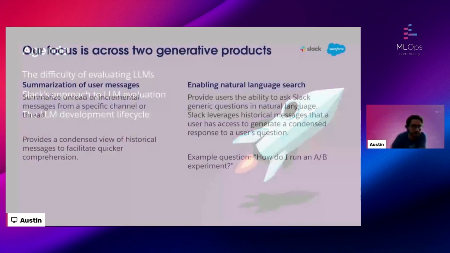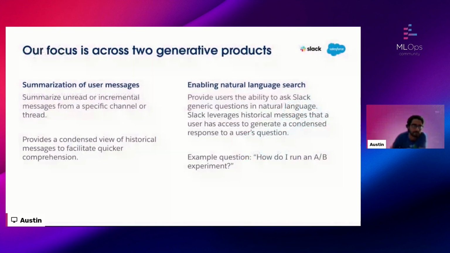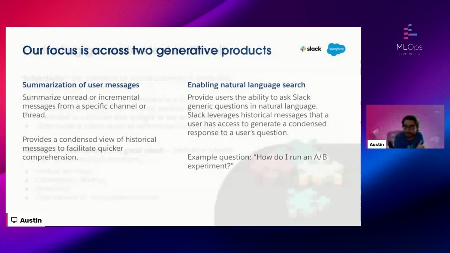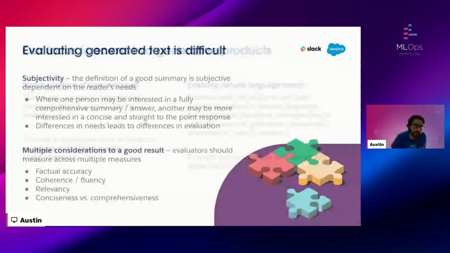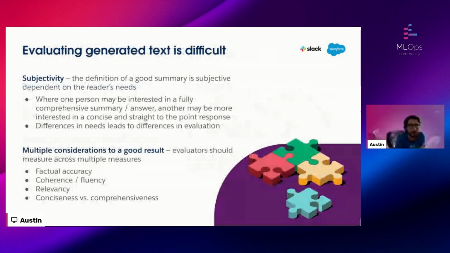To set the stage, our focus is primarily across two generative-based products that we're building. The first is around summarization of user messages. So think about the ability to summarize an entire channel or a period of a channel or a thread, or enabling natural language search. So having a question answer product where you can actually ask a question to your Slack search bar and receive an LLM-based response. And so why is this evaluation difficult?